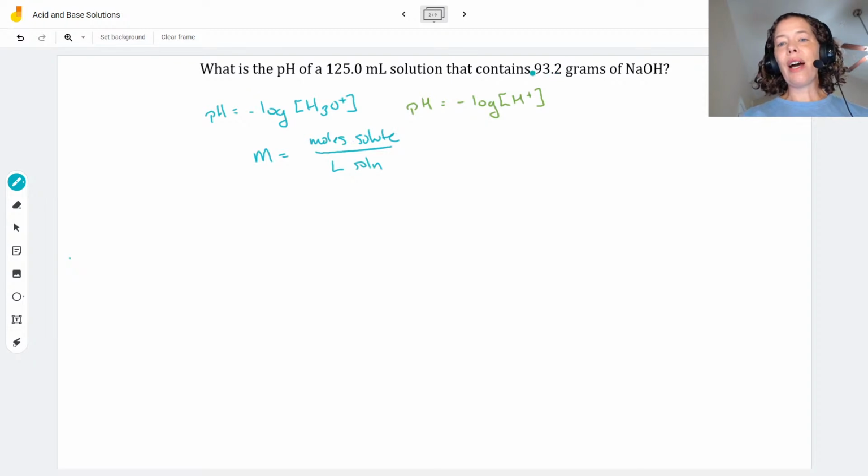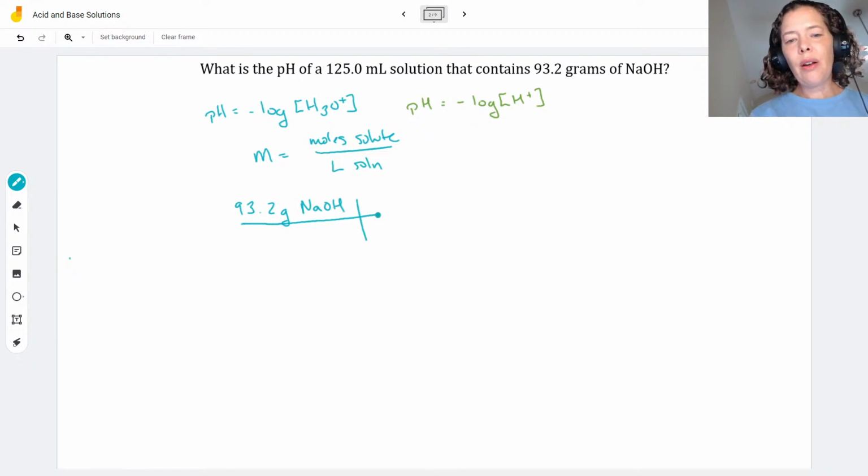In moles, I've got 93.2 grams of sodium hydroxide. That's just a simple conversion from grams to moles using the molar mass. So I'm feeling pretty comfortable that I can go ahead and get a concentration right off the bat. So let's go ahead and do that. The most work is going to be to take this grams of sodium hydroxide and convert it into moles. So if we have 93.2 grams of sodium hydroxide, we are going to use the molar mass to convert that into moles.